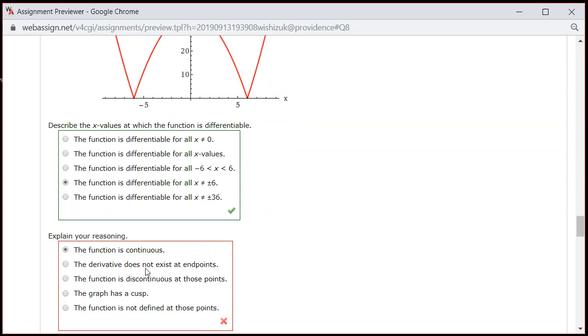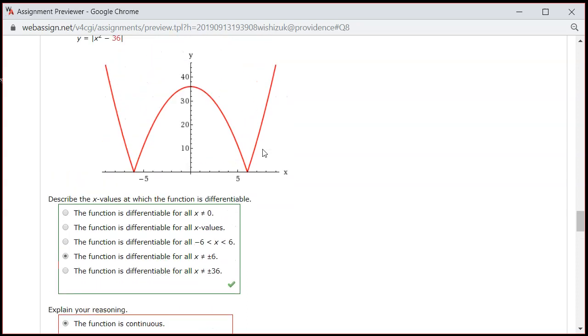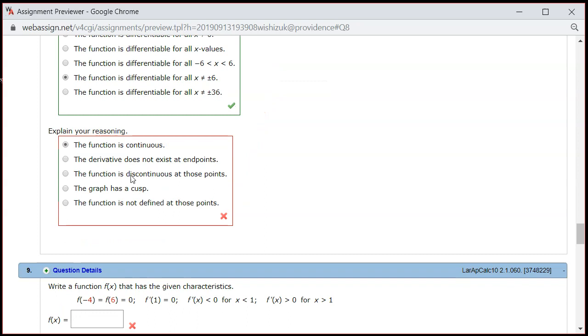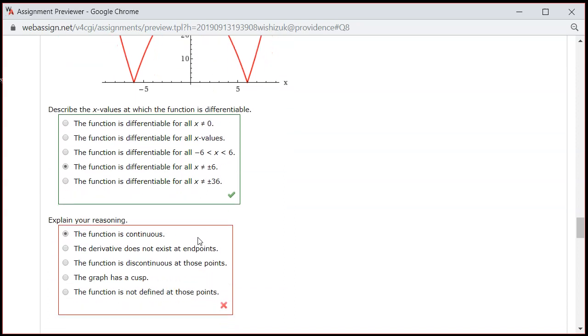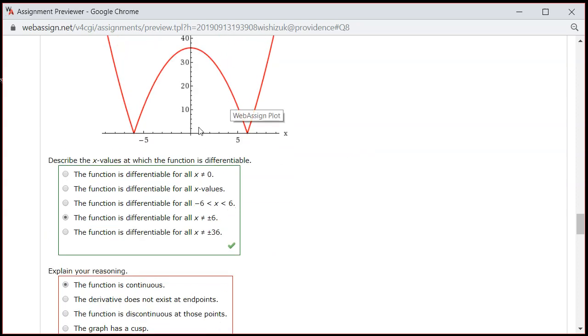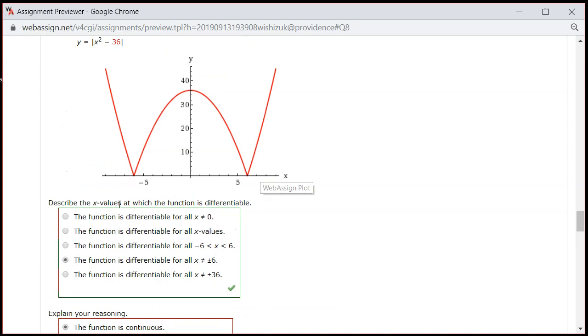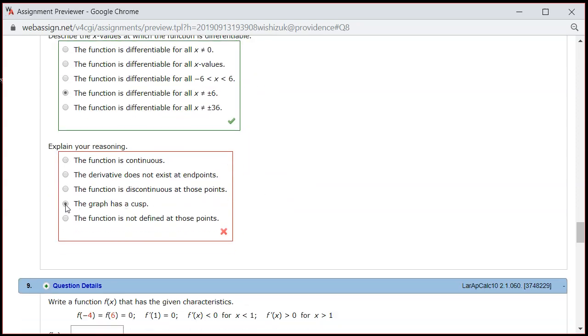The derivative does not exist at endpoints. I don't know what they're talking about with endpoints, so this doesn't apply. The function is discontinuous at those points. I don't understand what those points are, but there's no discontinuity, so we know that this can't be right. And the graph has a cusp. Yep, there are actually two of them, so this should be correct too.